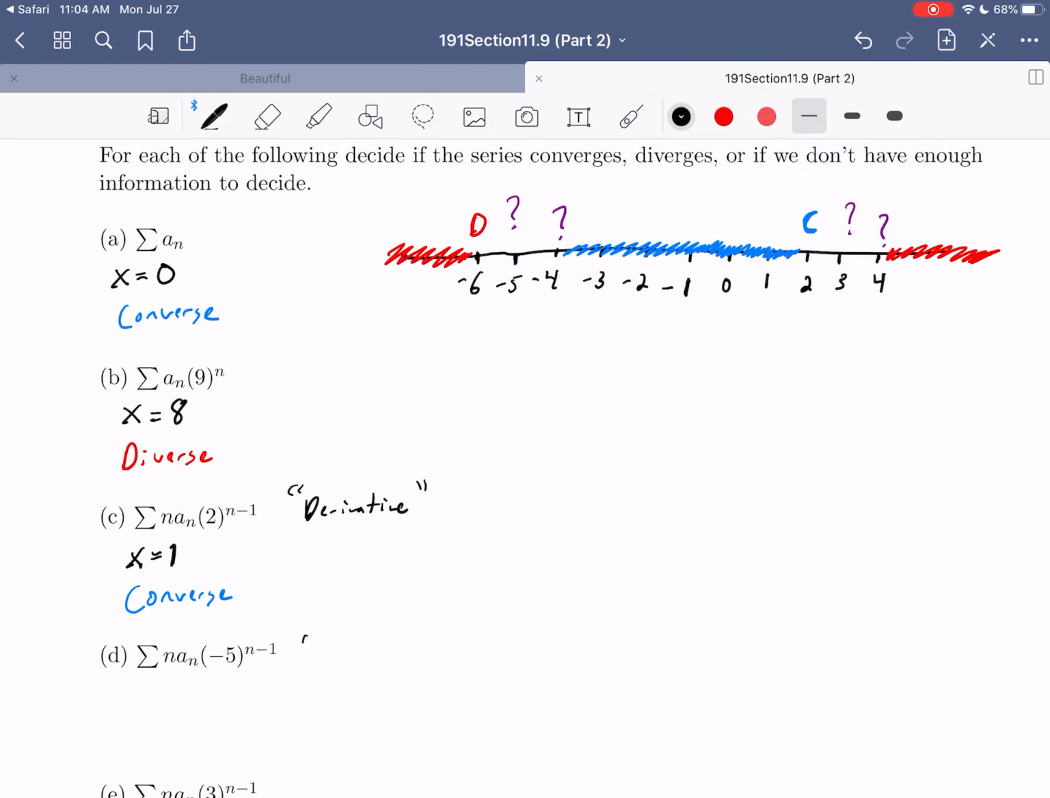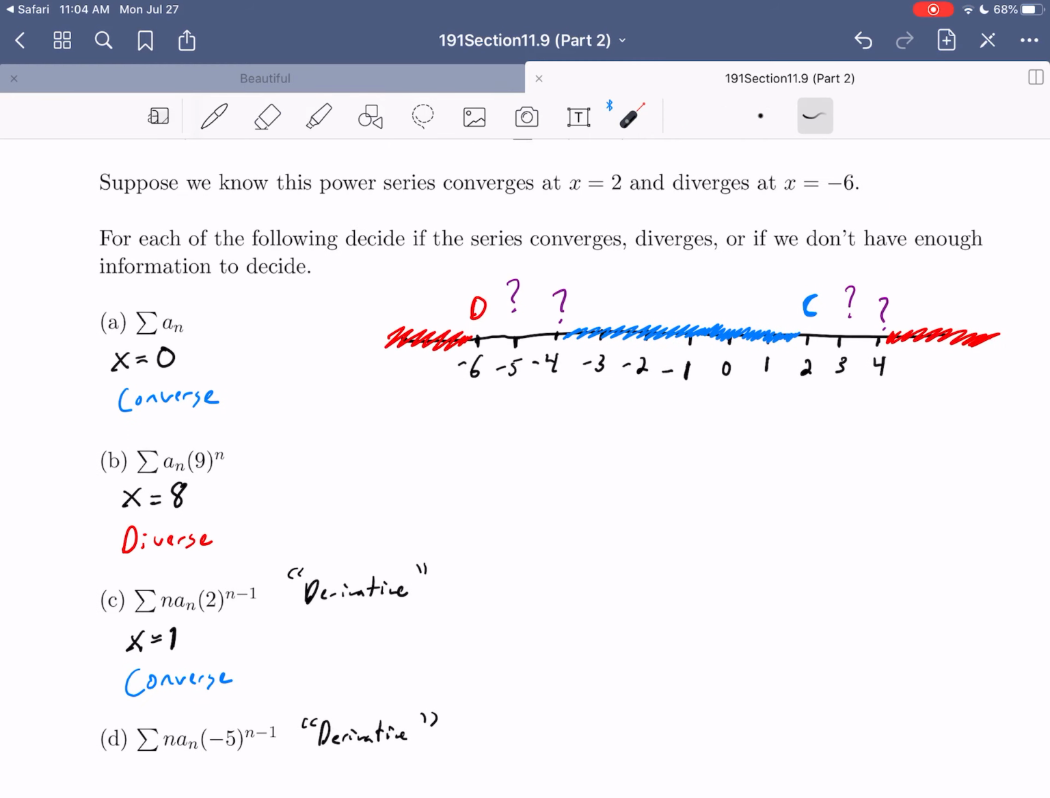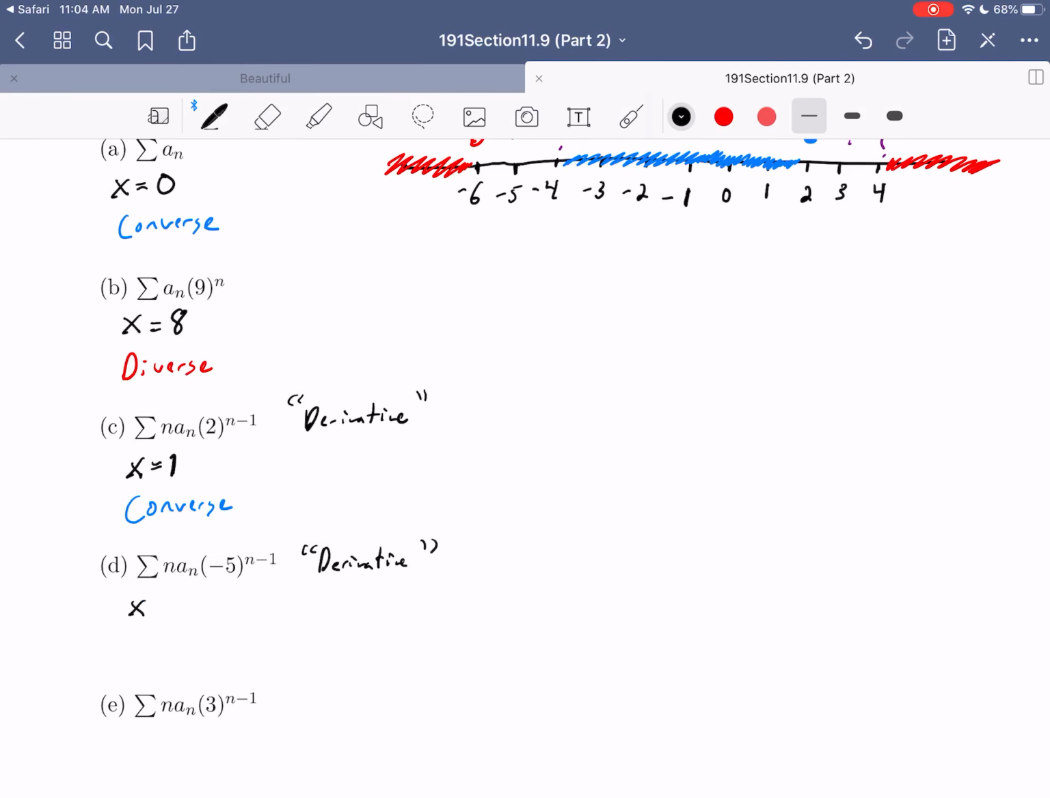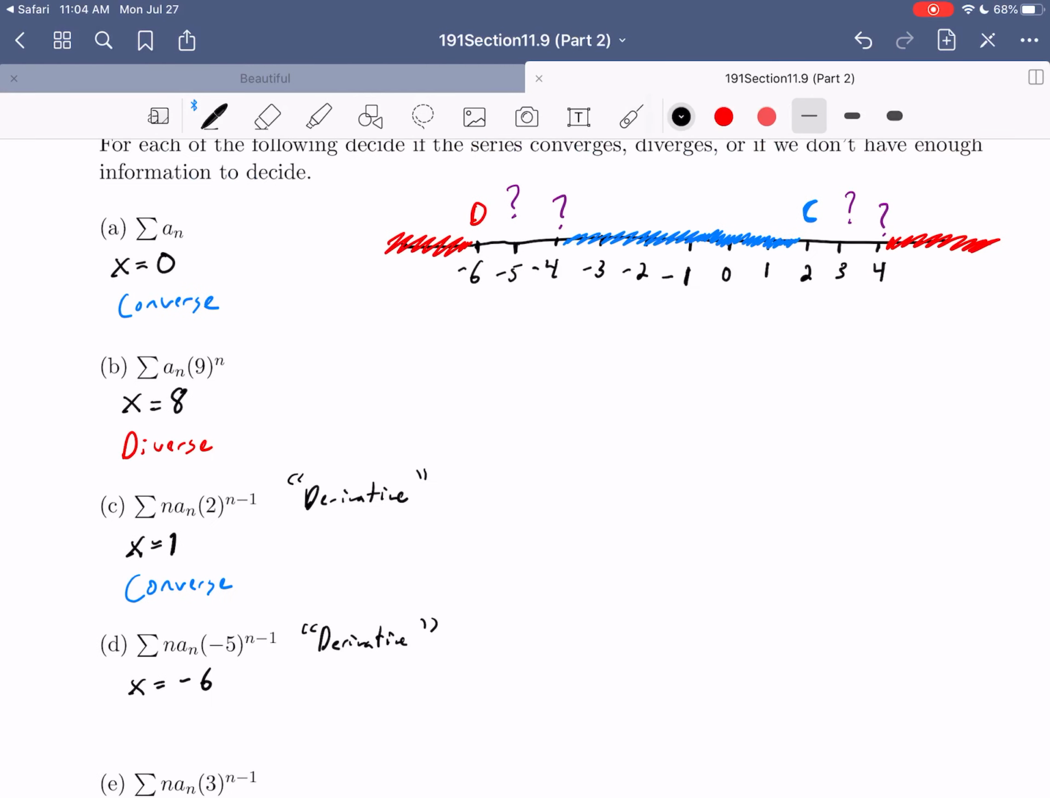Well, this is also the derivative here. Since we have a -5 in there, that must mean that we plugged in -6. So x equals -6. Well, what do we know about -6? We know that it diverges. Well, if the interval of convergence ends here and all this diverges, then of course the derivative isn't going to impact.